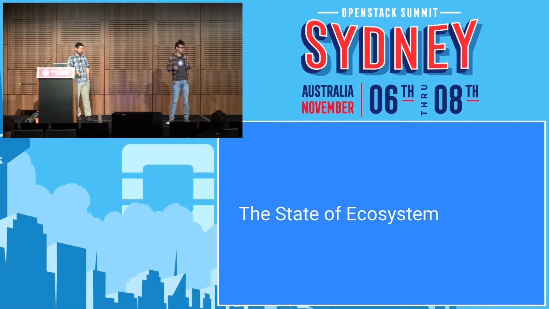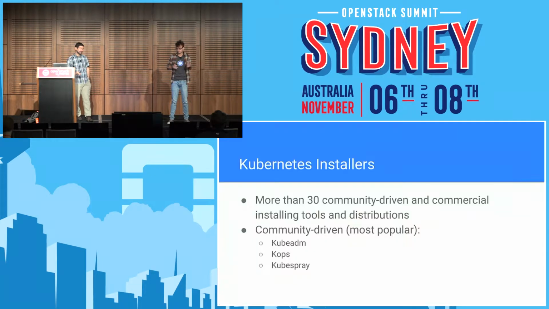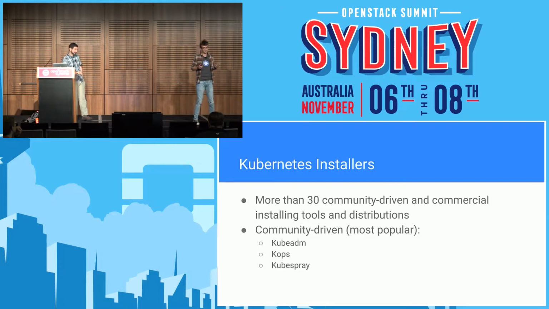So, speaking about the state of the Kubernetes ecosystem and the ecosystem of installers for Kubernetes: first of all, we have more than 30 community-driven and commercial distributions and options for how to deploy Kubernetes. The most popular community-driven option is kubeadm, probably one of the most popular ones. It's not the default one, but many getting started guides for Kubernetes recommend kubeadm as the first way to install and play with Kubernetes and use it for your production environment as well.